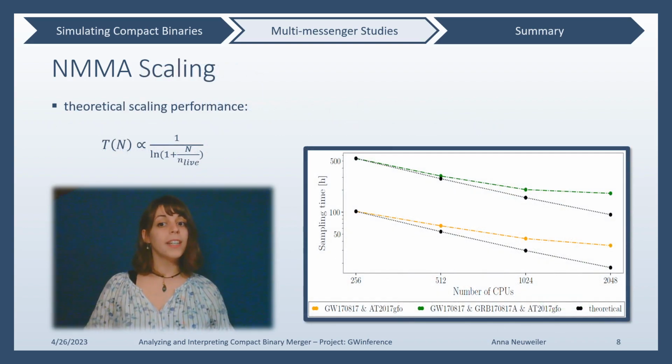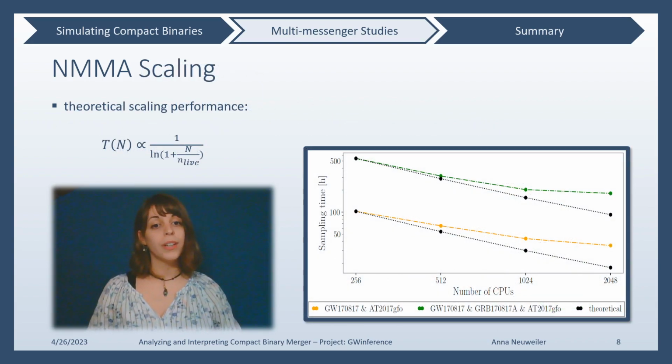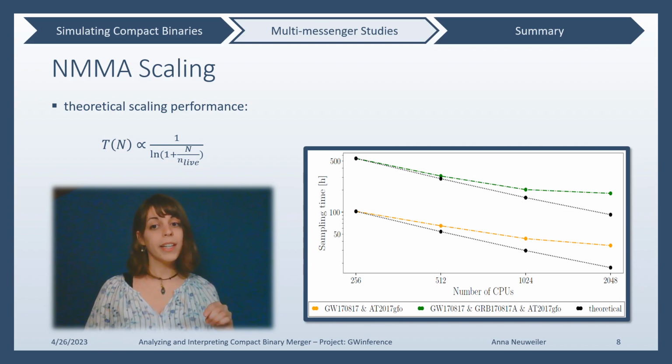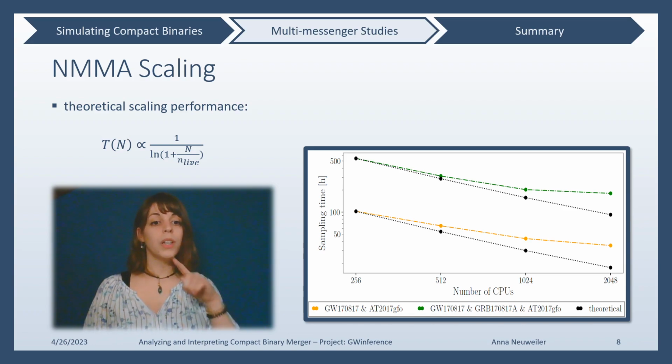For this parallelization strategy, however, the scaling won't be perfect, simply because it will also always depend on the number of live points that are chosen. We therefore show in the scaling plot here also the theoretical scaling for both curves. So here the yellow curve represents an analysis for gravitational wave and kilonova light curve, and the green curve represents the analysis of gravitational wave, kilonova, and gamma ray burst.